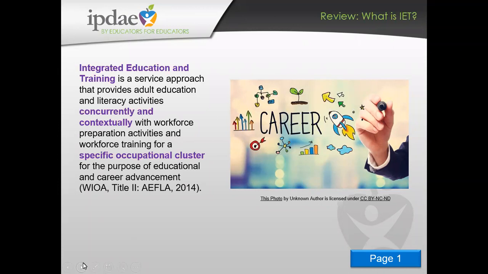Adults lack the skills needed to work and grow in their careers. Many of the jobs require post-secondary training. The past decade has revealed economic challenges and the need for a well-educated workforce and development of human capital. This is why we have IET.